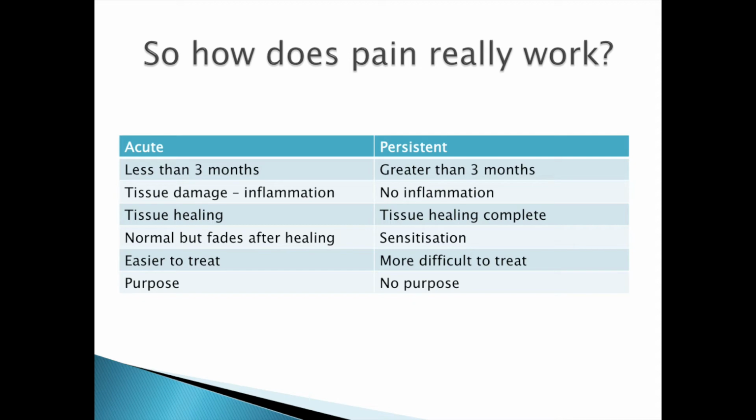However, with persistent pain, it's kind of the opposite. So greater than 12 weeks, and at that stage there's no inflammation occurring, tissue healing's completed, there's no more collagen to lay down, the vascularization to that area is correct, etc. And what happens then normally is that the tissue gets sensitive.